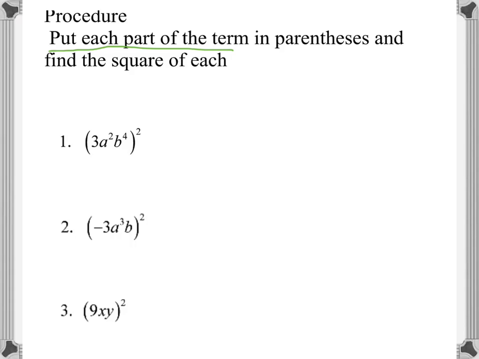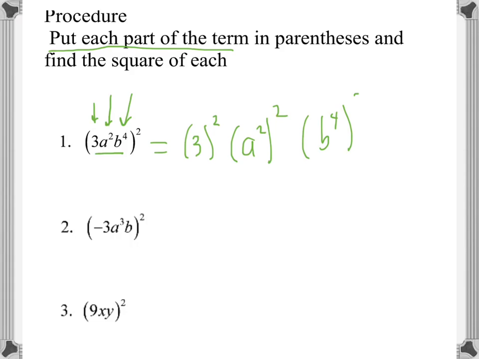So here I have the base of this exponent of 2 is the term 3a squared b to the fourth. Okay, so there are three parts of the term: 3, the term with the variable a, and the term with the variable b. So what I want to do is put all parts of them in their own parentheses. Okay, and this is the same as distributing. We did this before, but we called it distributing the exponent in.